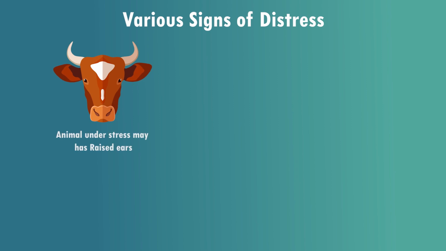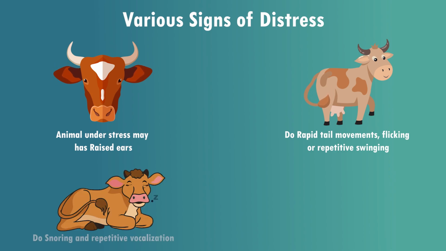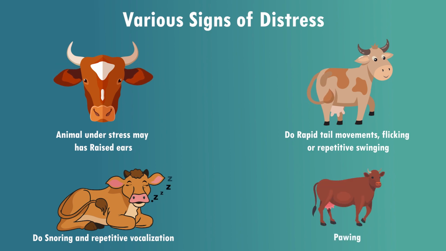You will be surprised to know that animals during stress conditions express fear, distress or alarm through their behavioral symptoms. An animal under stress may have raised ears, rapid tail movements, flicking or repetitive swinging, snorting and repetitive vocalization, and pawing, that is scraping the ground with its hooves. Observing these signs of distress and identifying the reason behind the stress in the animal enables the handling of the farm animals in a better way.